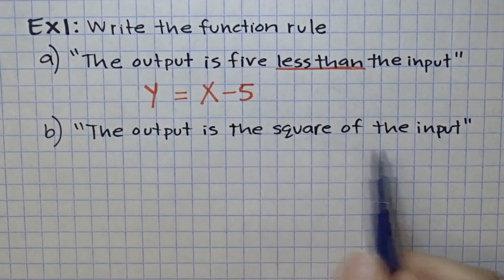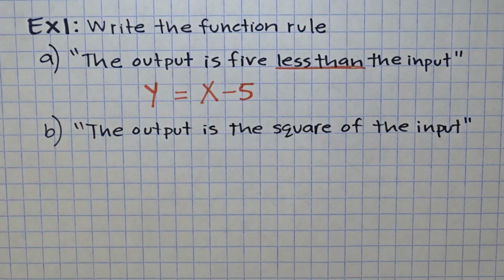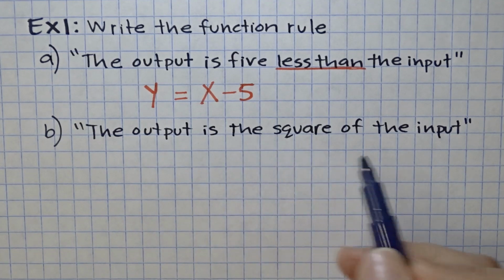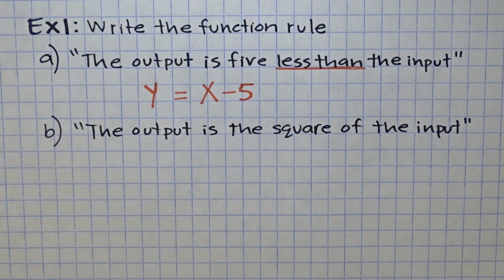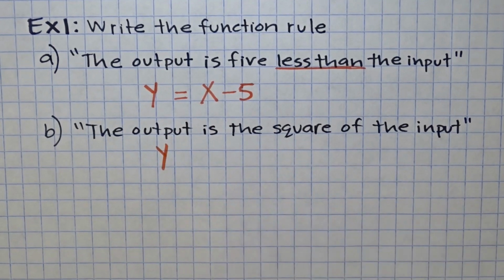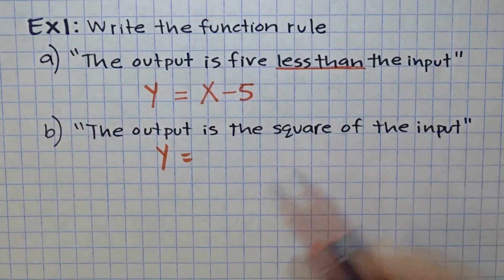Okay, so the output is the square of the input. And if you're not sure what a square means, it's like second power. So it could have also said the output is the input to the second power. Just so that you know, those two are synonymous. So again, the output, which we know as y, is, that will be our equal sign, the square of the input.